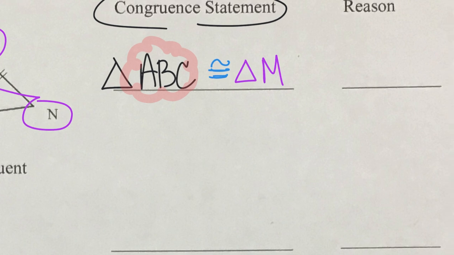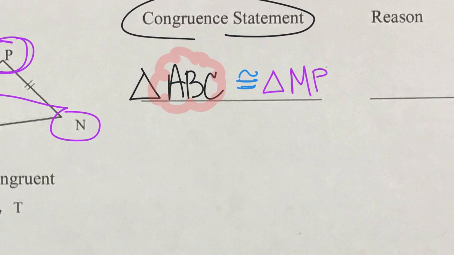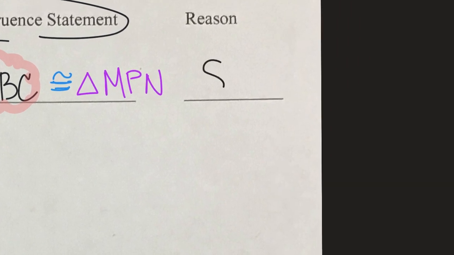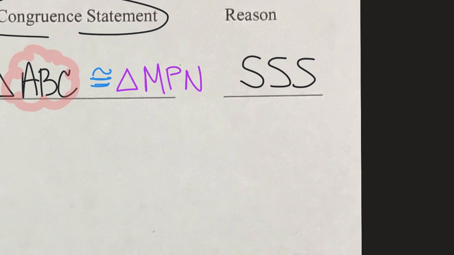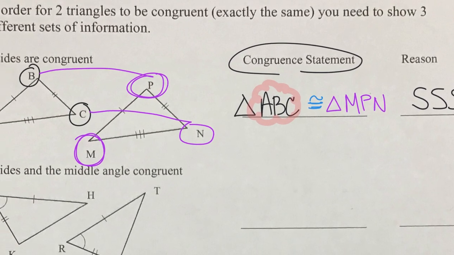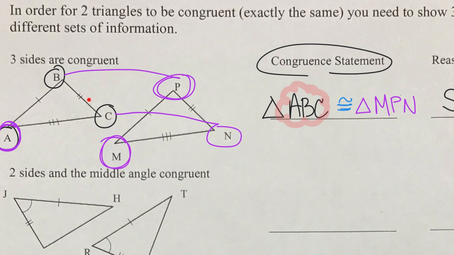So you have to write down your triangle congruence letters, these three letters, in the way that they correspond to your first three letters. A goes with M, B goes with P, and C goes with N. You have to write them as they correspond. And then we're going to use an abbreviation called the SSS, or the side-side-side postulate, which says that if three sides of one triangle are congruent to three sides of another triangle, then those triangles are congruent to each other.